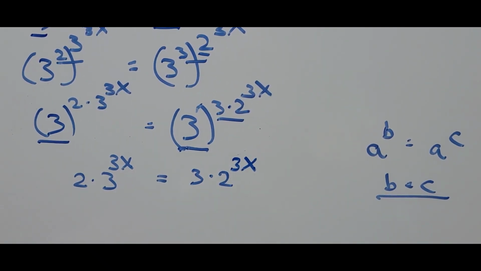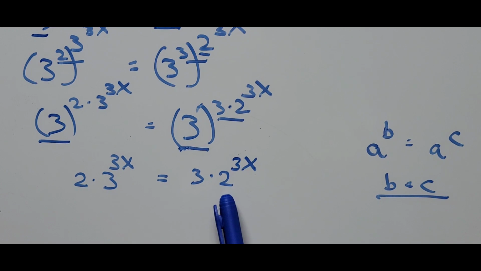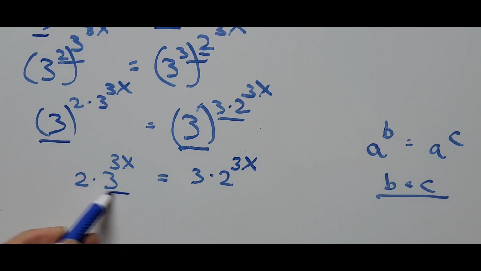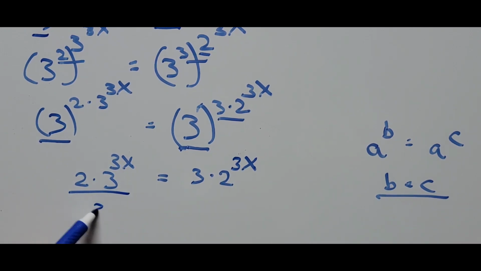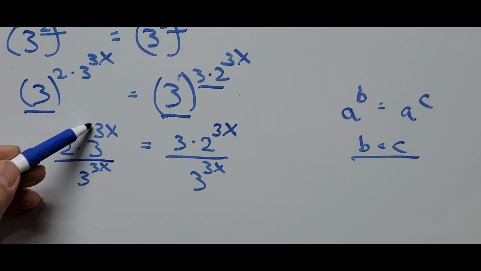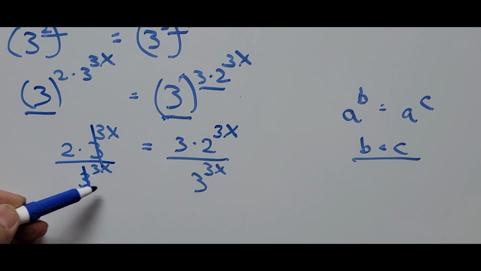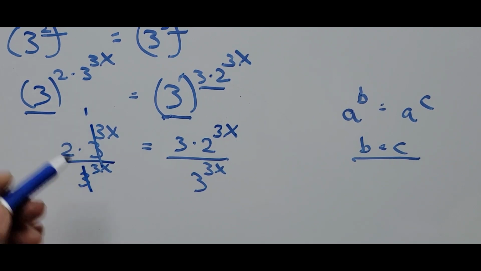And from here we can divide the whole equation by 3 to the power of 3x or 2 to the power of 3x, either way. So in here, let's divide by 3 to the power of 3x, and the right side the same way. 3 to the power of 3x is the same as the denominator, so this cancels and becomes 1.